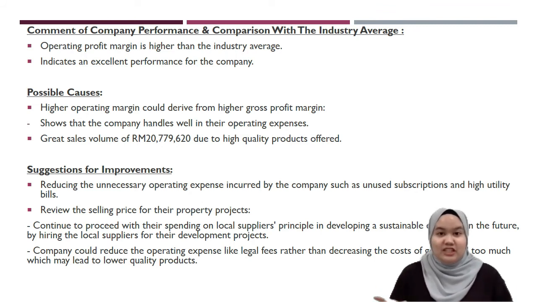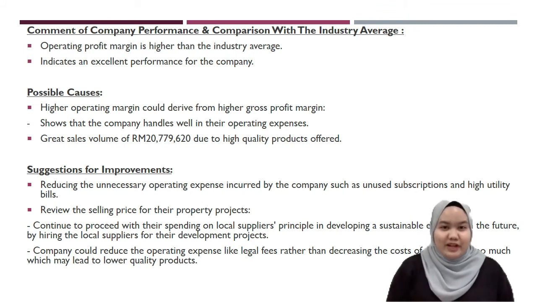So that is why the company is experiencing a great increase of operating profit margin compared to the industry average. Okay, for Glomac Berhad, how they could improve their operating profit margin is by reducing some of the unnecessary operating expense incurred by their company, for example, high utility bills and unused subscriptions.